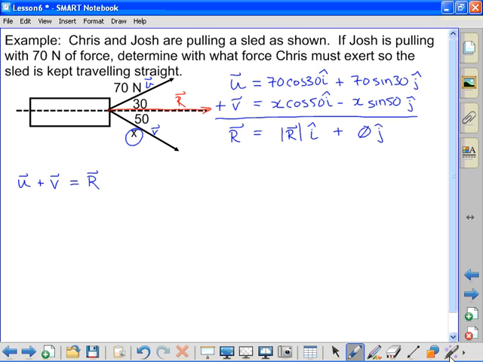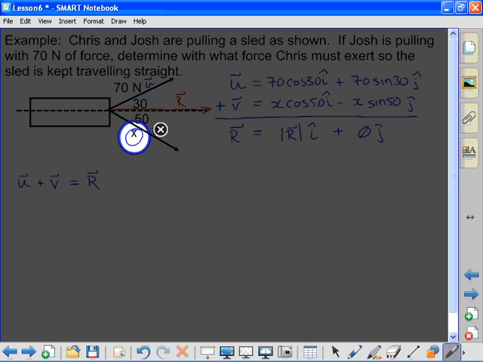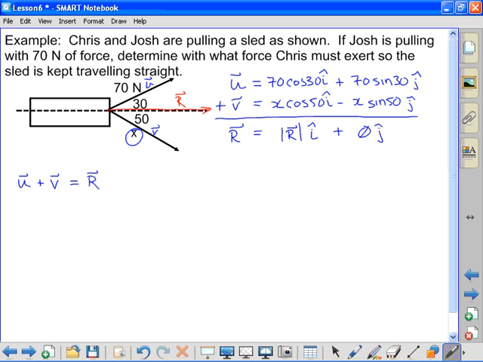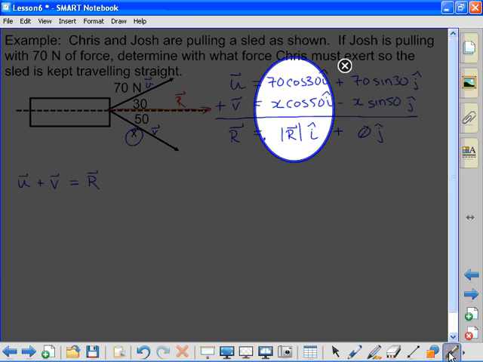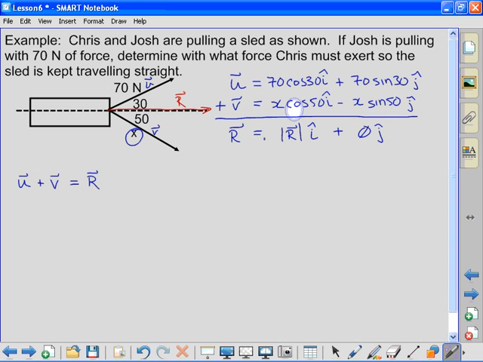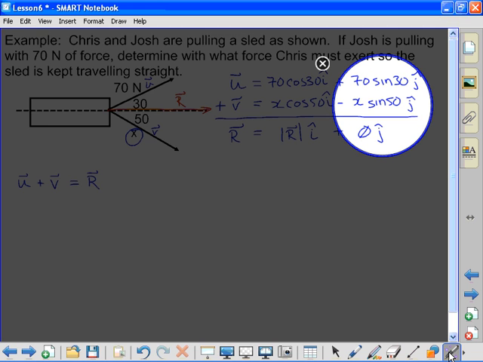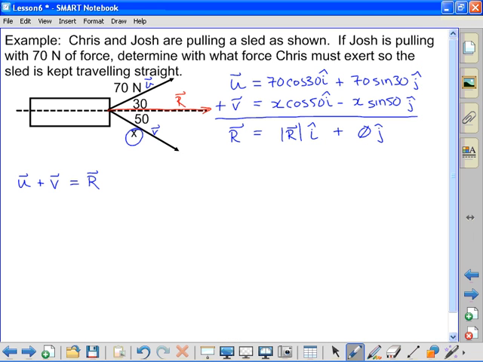So again, the goal here is to solve for x. That is the whole goal here. When I look at my columns, if I look at my x components, I see that I have two unknowns: an x and a magnitude of a resultant. So that's not good. But if I look at the y, I have only one unknown, and that's the x. So I can solve this question by simply looking at the y component.